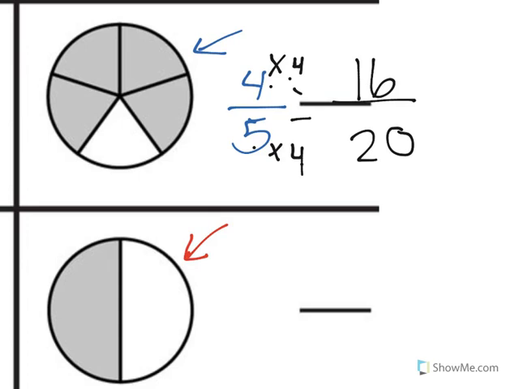What is the fraction we see here? That's correct. It is 1/2. So let's make an equivalent fraction. Maybe I want to multiply by 3. Again, as long as I multiply the numerator and the denominator by the same number, I will get an equivalent fraction. 1 times 3 is 3. 2 times 3 is 6. So 1/2 is equivalent to 3/6.